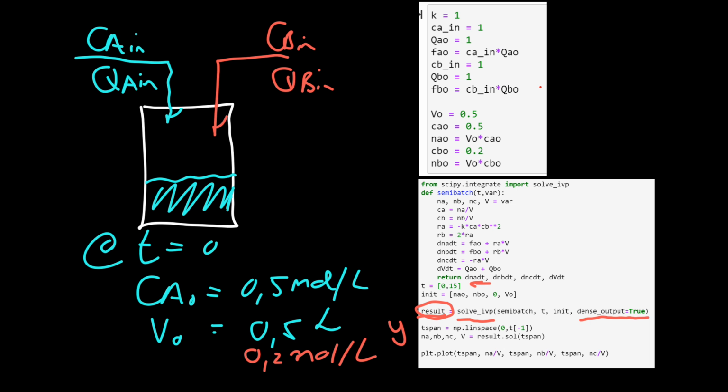Now if I want to plot concentrations, of course, I have to do some algebra afterwards because I haven't got concentration as my dependent variables. So just plot it as NA divided by volume, NB divided by volume, NC divided by the volume.